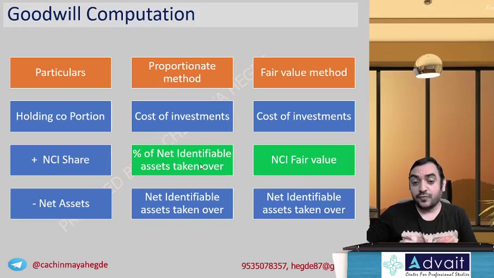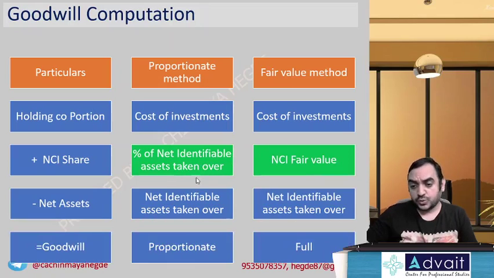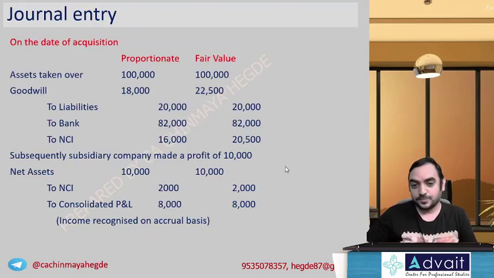So only the NCI valuation makes the difference. That's what this chart also will tell you. Under both the methods, it is cost of investments plus the NCI share minus net assets. Under the proportionate method, NCI is recognized on a book value basis, as a percentage of net assets, whereas under the fair value method, NCI is recognized at fair value.